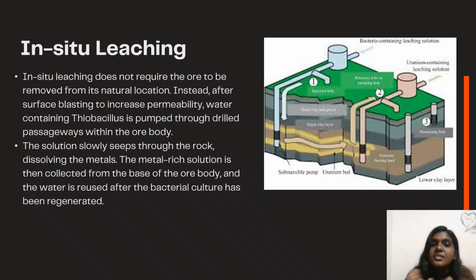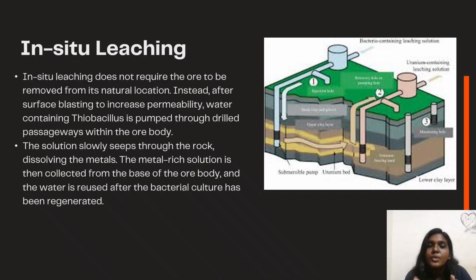In situ leaching does not require the ore to be removed from its natural location. The ore remains in its natural location and we are going to leach it there itself. Instead, after surface blasting to increase permeability, water containing Thiobacillus is pumped through drilled passages within the ore body. This solution slowly seeps through the rock, dissolving the metals. The metal-rich solution is then collected from the base of the ore body and the water is reused after the bacterial culture has been regenerated.